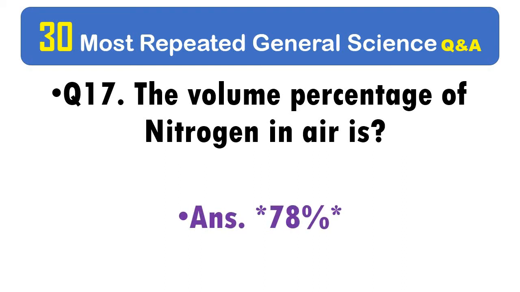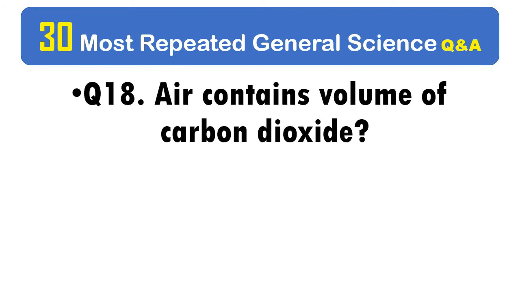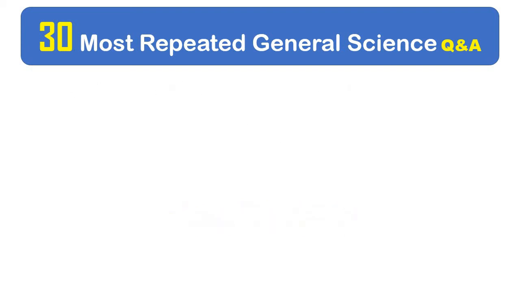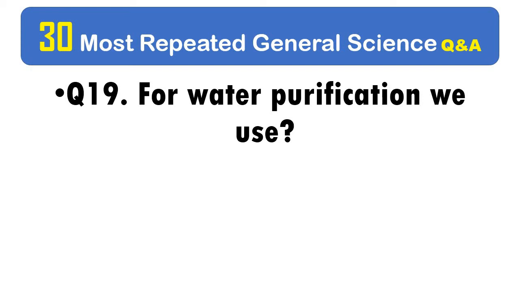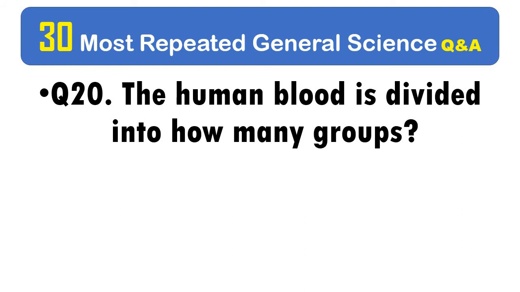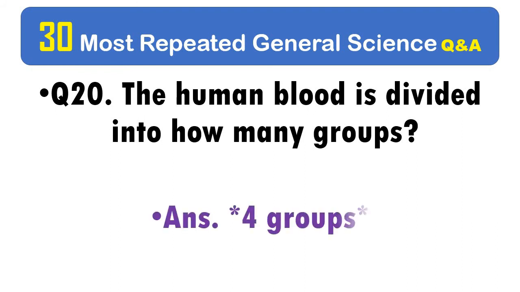Question number 18. Air contains volume of carbon dioxide? Answer is 0.03%. Question number 19. For water purification we use? Answer is chlorine. Question number 20. The human blood is divided into how many groups? Answer is 4 groups.